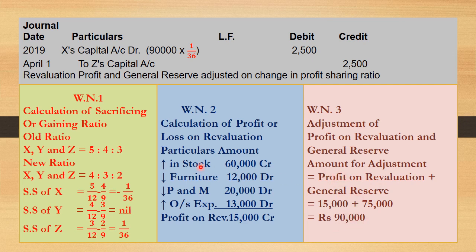Now after making computation of working note number 1, 2, 3, we will start posting. First, here 90,000 will be written by posting the amount from this adjustment, and 1/36 comes from working note number 1. Now after both of these, we will get 2,500 on the debit side of X's capital account and the credit side of Z's capital account.